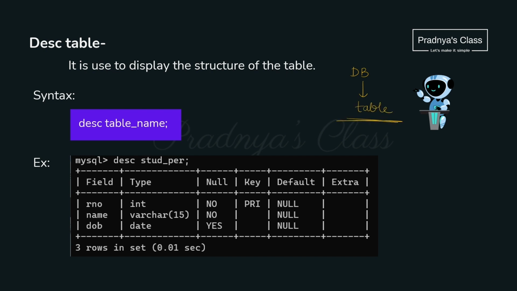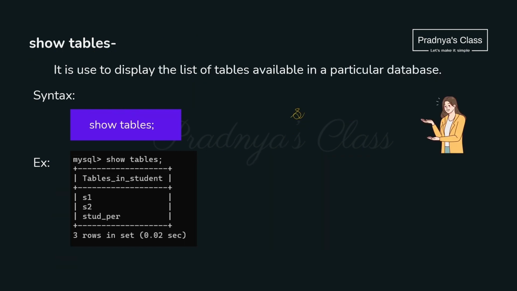After creating the table, if you want to know the structure of the table, you can use the DESC command. It displays the structure of the table. Here is the syntax: DESC followed by table name. Look at the output. You will get details of the columns. Using show databases, we got to know the list of the databases. In the same way, we have one more command, that is show tables. With that you will get a list of the tables. You need to write show tables.